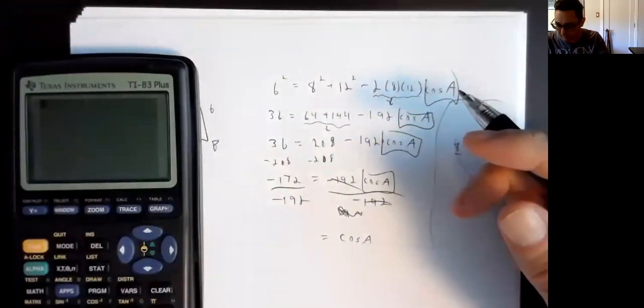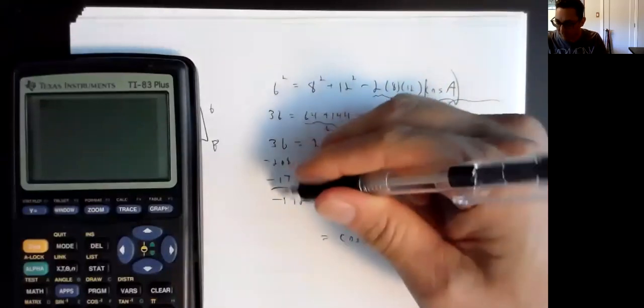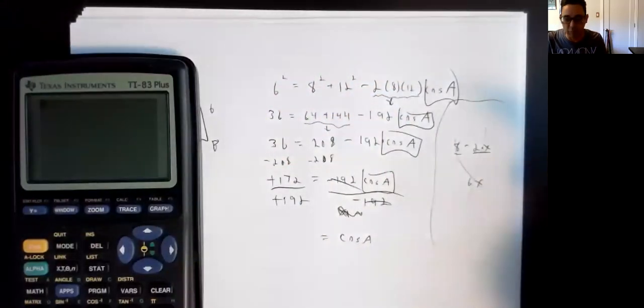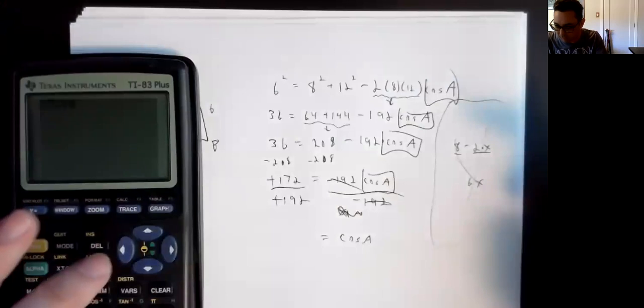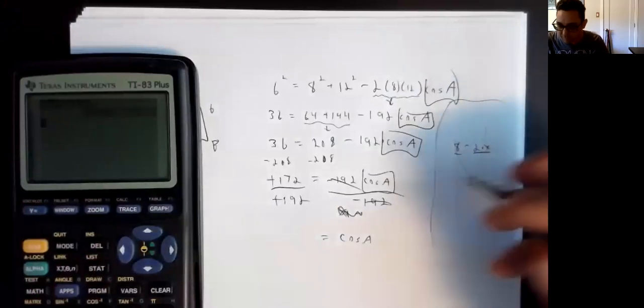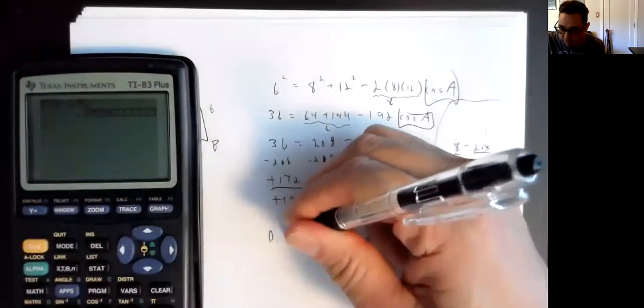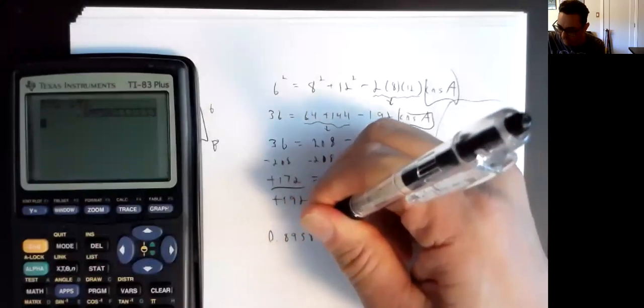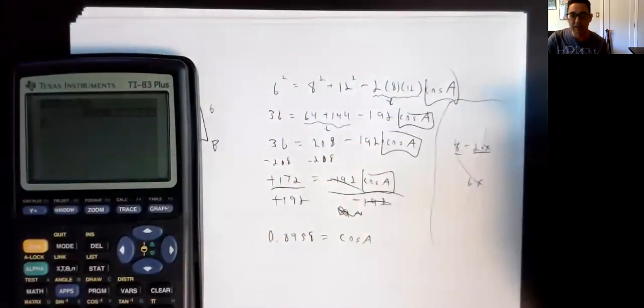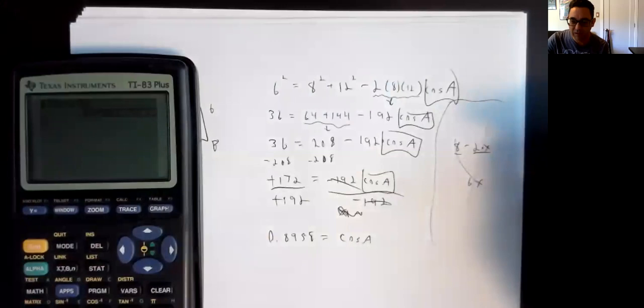I'm going to need my calculator for that. So now I know two negatives cancel, so it's going to be positive and I'm not going to worry about that. So I'm going to do 172 divided by 192. I'm going to get this decimal, 0.8958, rounding it off, equals the cosine of A.